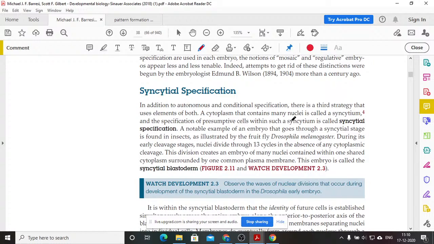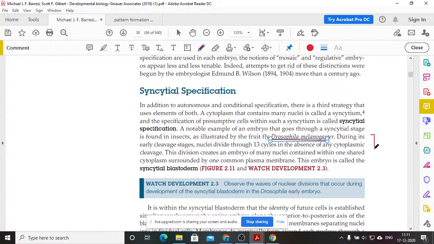Even then these nuclei specify into certain structures: the anterior part becomes different, the posterior part becomes different. That is because of the presence of different determinants which are not uniformly present throughout the cytoplasm. It may be higher in one region, lower in another region. Similarly, another determinant may be high in one region and low in another. The most important example is Drosophila development, where everything is more or less known.